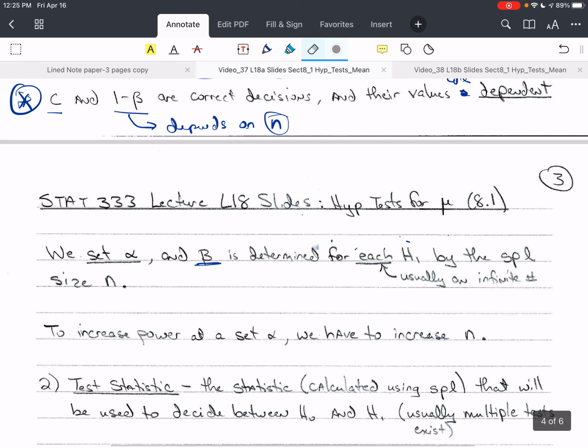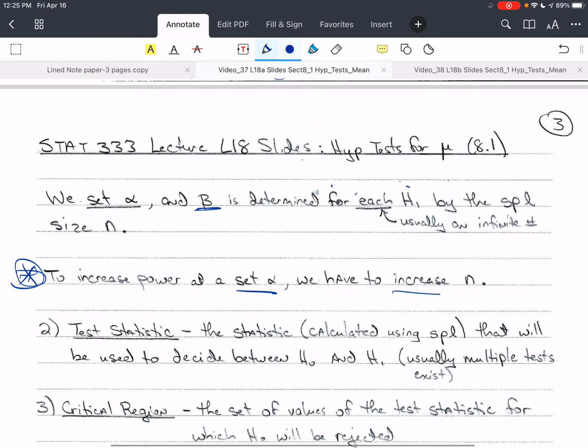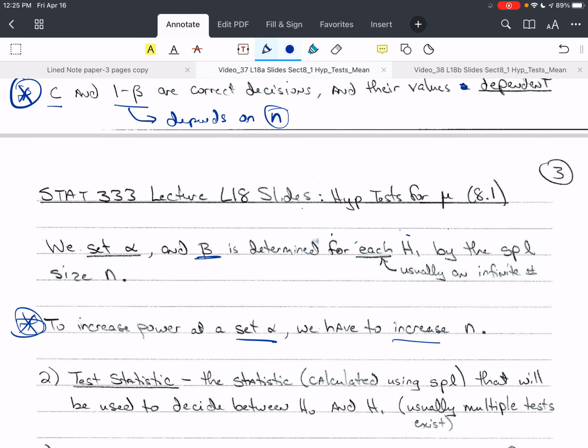So again, to increase the power of a test at a set alpha, or significance level, we have to increase N. So we're not talking about sample size in this course. That is something that they give you some basics on in introductory statistics if you wanted to take that. If you haven't taken it, then of course you certainly could. But at this point, we're not going to talk about it.